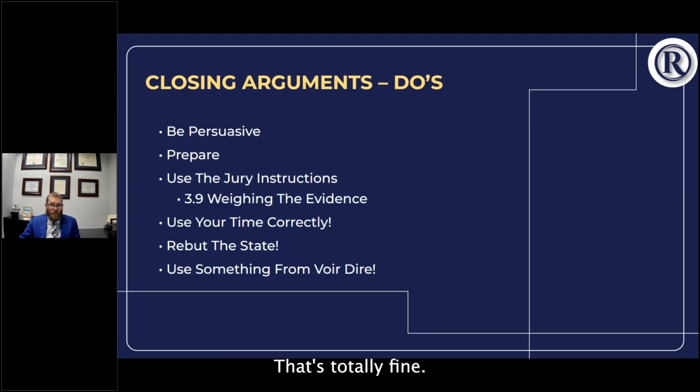So let's talk about the do's and don'ts of closing arguments. So the do's, obviously you want to be persuasive, you want to be prepared, you want to have stuff written out. You have to use your jury instructions. Weighing the evidence is one of the most important ones. You want to use your time correctly. As I was saying, you're going to get a time limitation. Don't get 15 minutes and then not finish what you have to say and be only halfway through your closing when your time's up. You're going to want to rebut the state's arguments.